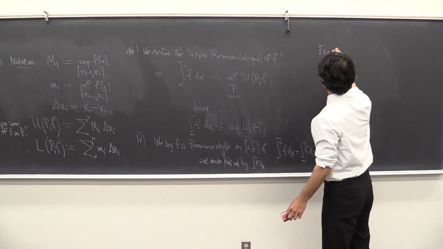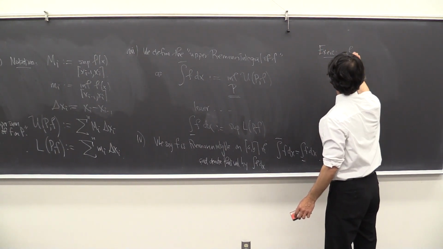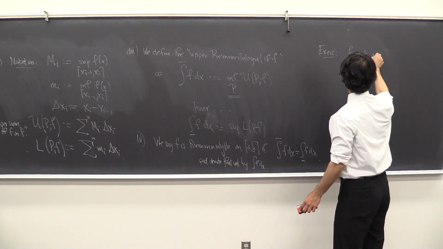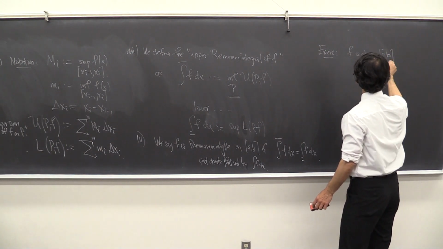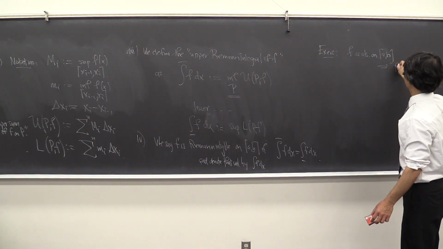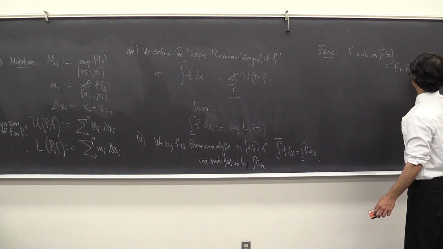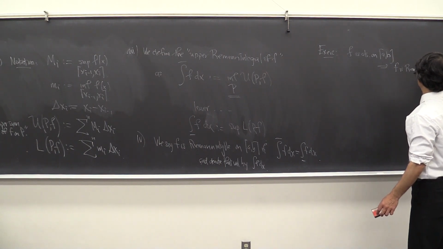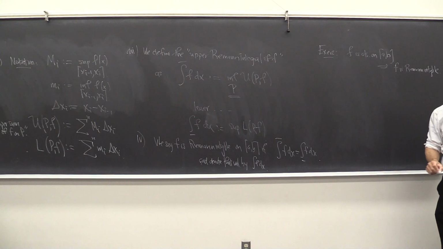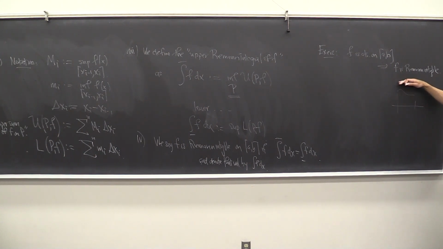You can take it as an exercise or as a fact that if f is continuous on AB, then it turns out to be Riemann integrable. If that seems at least plausible, that if your function is continuous, then when you take the infimum of the upper sums, it agrees with the supremum of the lower sums.